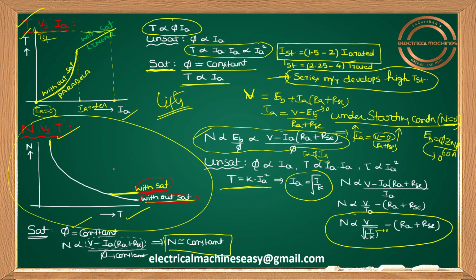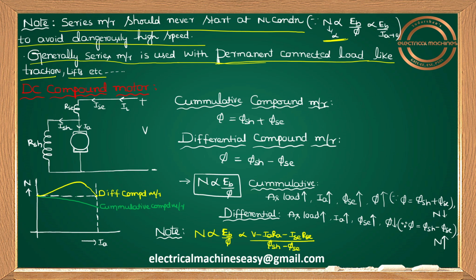This is what I can say about the characteristics for the DC series motor. I already gave the applications also. It is used in permanently connected loads like traction applications, and lift applications also can use this motor. Okay, let me go to the DC compound motor.